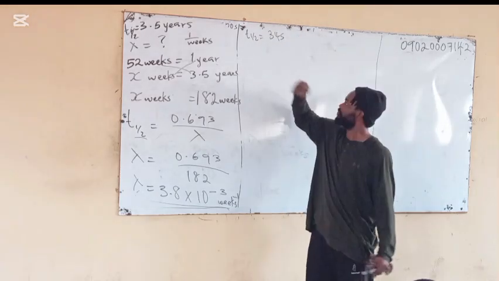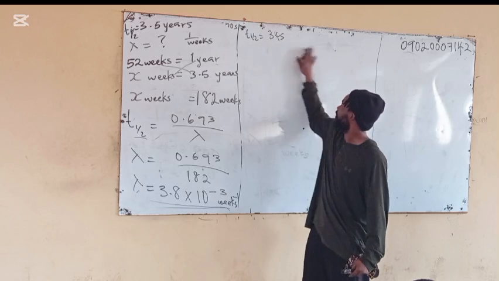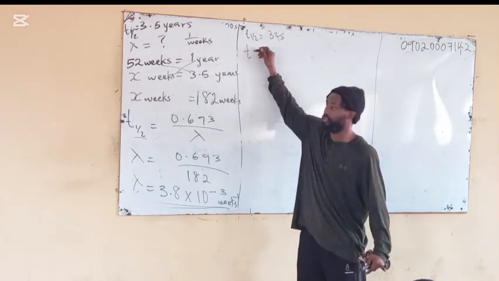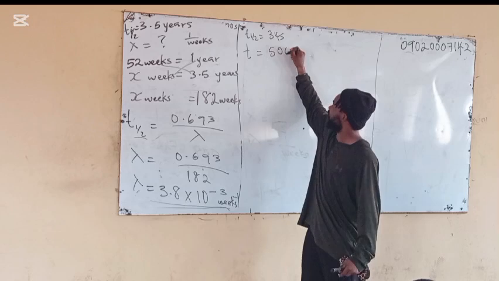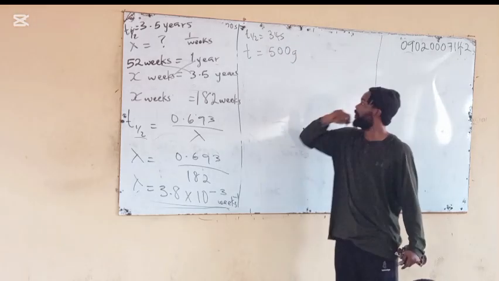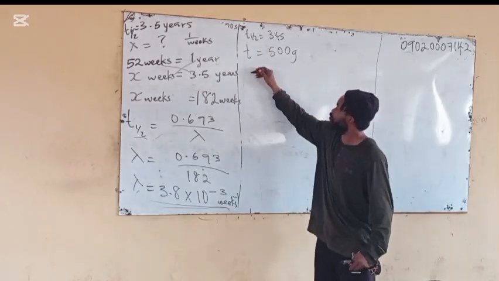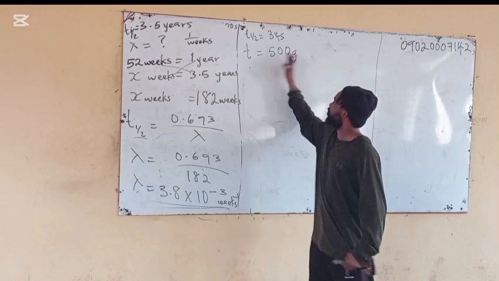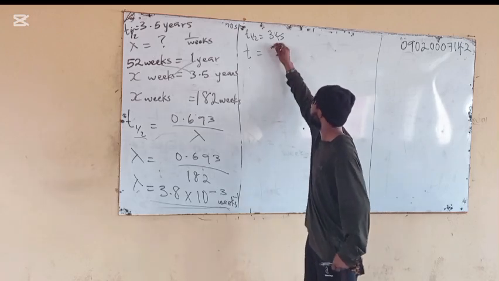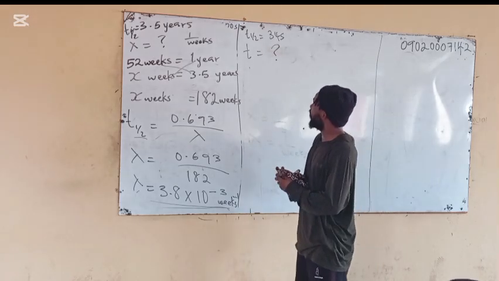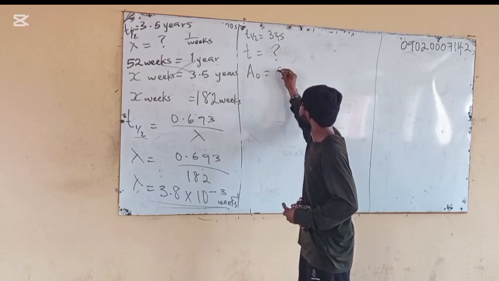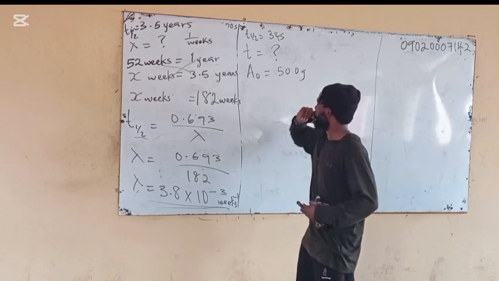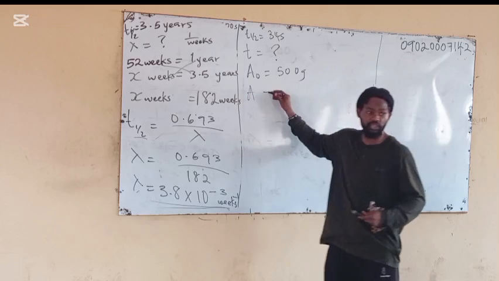How long will you wait to see 500 grams, if you get just 1 gram? Okay, how long? Now try it out. They're not asking us that 500 grams, that is 8O. 500 grams to 1 gram.